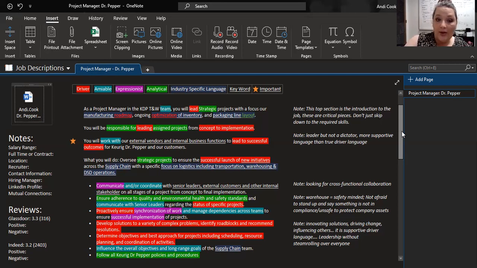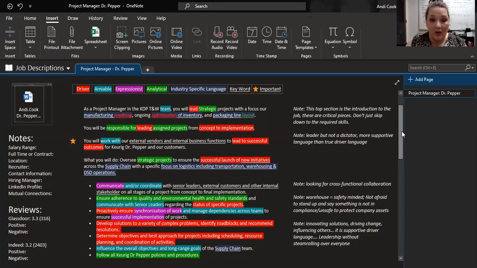Notate when you see words that really stand out that you feel like you should have on your resume, like external vendors and internal business functions. So they're partnering with these cross-functional teams that include third-party vendors, they include different business functions, and the goal is you're championing the results to lead that to successful outcomes. On that note, it is a driver position. What you will do, oversee strategic projects.